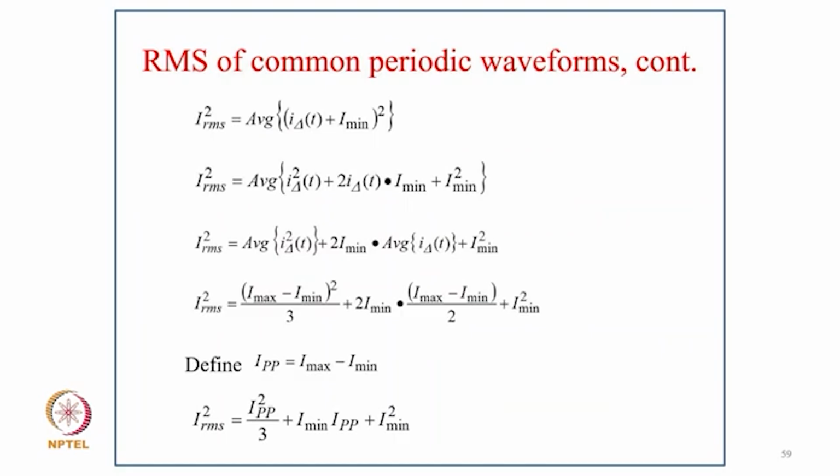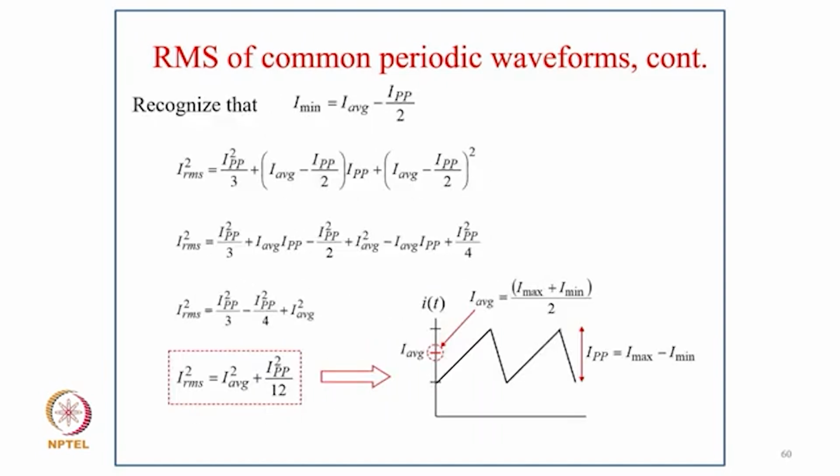So I RMS equals the average of (delta I plus I minimum) squared, so I RMS square equals the average of delta I square plus 2 delta I into I minimum plus I minimum square, or I RMS square equals average delta I square plus 2 I minimum into average delta I plus I minimum square, or I RMS square equals ((I max minus I minimum) by 3) square plus 2 I minimum (I max minus I minimum) by 2 plus I minimum square. So defining IPP equal to I max minus I minimum, I RMS square will be IPP square by 3 plus I minimum IPP plus I minimum square.